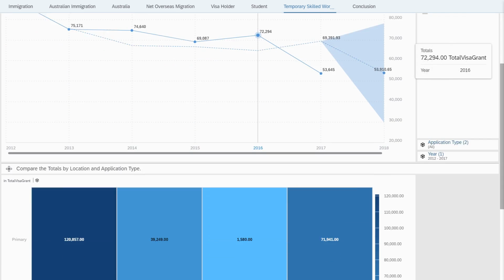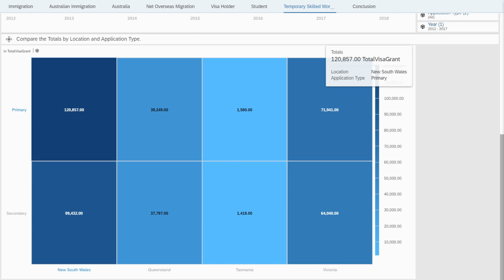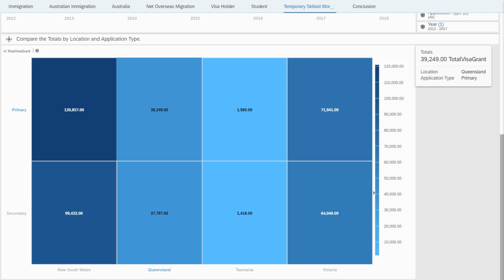Further, now we are displaying the numerical data for the resident skilled visa category, which is further drilled into primary and secondary applicants and also segregated based on the location. New South Wales has the highest number in both the categories, followed by Victoria, which is followed by Queensland, and last but not the least comes Tasmania.